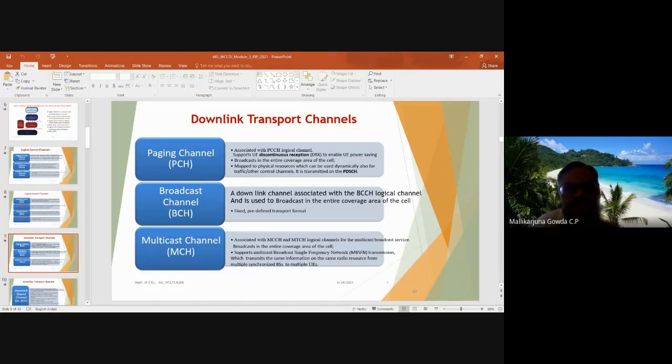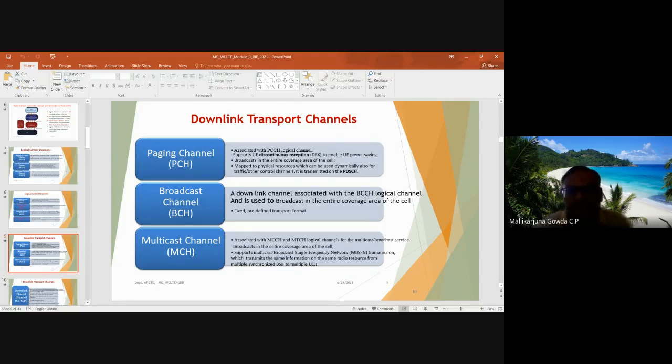The next one is the broadcast channel, denoted in short as BCH. This is basically a downlink channel, and this BCH is associated with the BCCH logical channel. So you need to correlate. PCH is associated with PCCH. Similarly, the BCH, that is the broadcast channel, is associated with the BCCH.